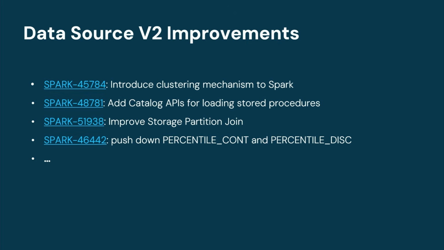For powerful and complicated data sources, Data Source v2 is still the API to use. And we also have many improvements in Data Source v2 in this 4.0 release. Let's name some. We support the clustering mechanism in Spark Data Source v2, which is already implemented in the data lake, and we also want to have this in Spark as well. We also added the API for stored procedures, which can help you invoke some procedure code to do some work. And we also improved some performance features like storage partition join and many others.